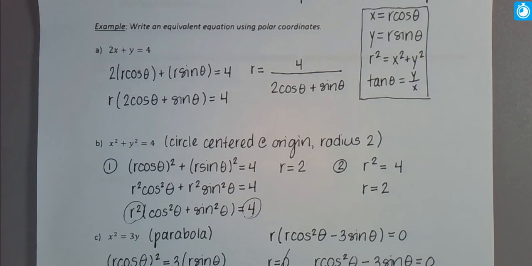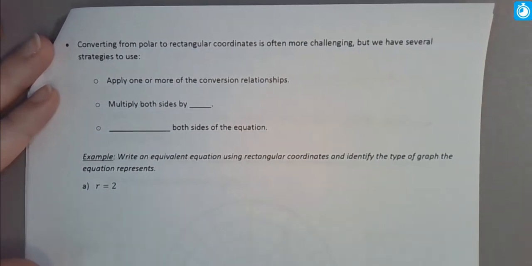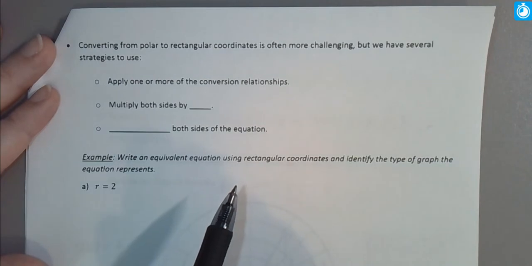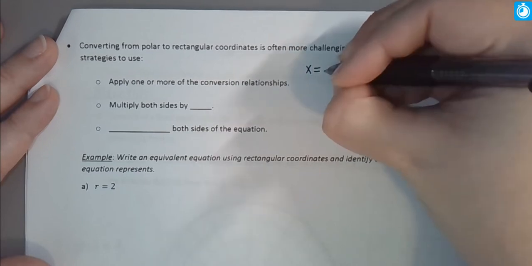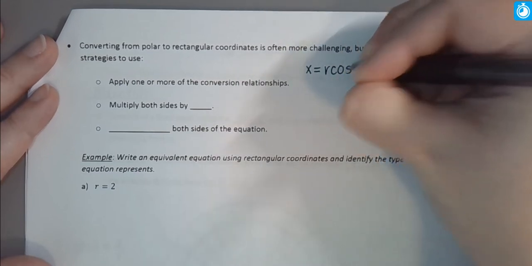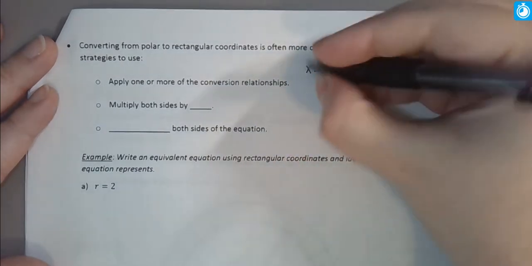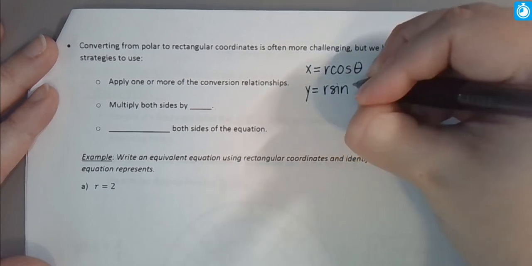So now let's look at conversions in the opposite direction, which tend to be a little bit more challenging just because we don't always have a direct substitution to use. So some general strategies. Of course, we can apply one or more of the conversion relationships, and I'm going to write those down again. So we have x is equal to r cosine theta. And one note I do want to make about something like this, or something like y is equal to r sine theta.